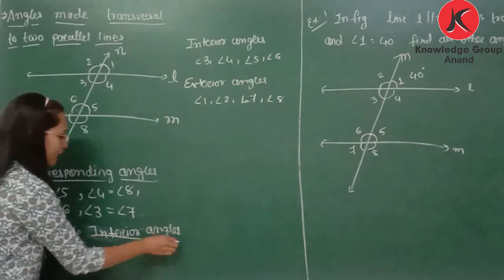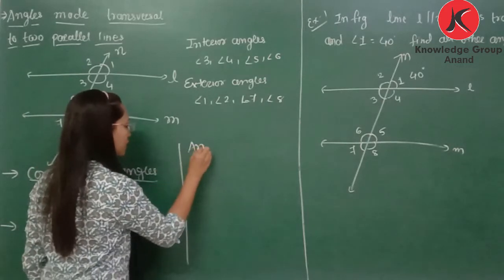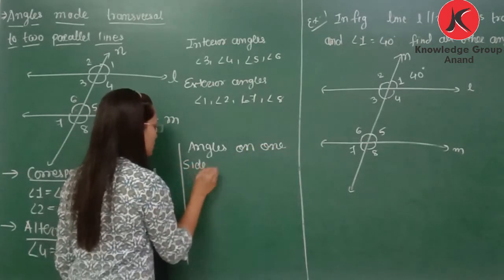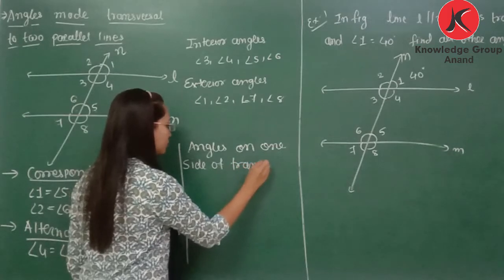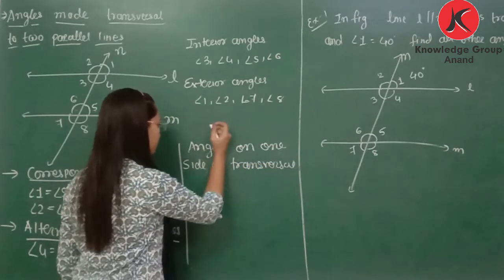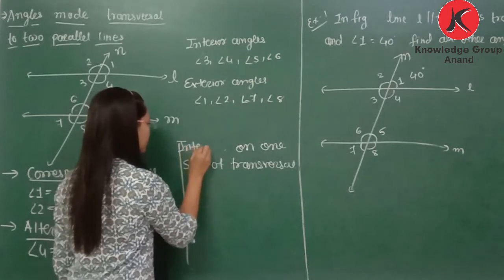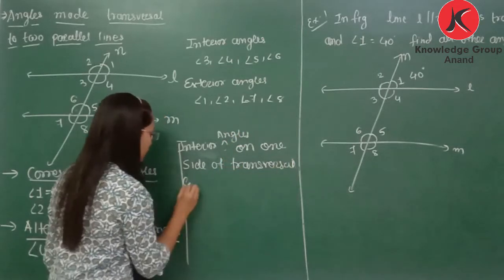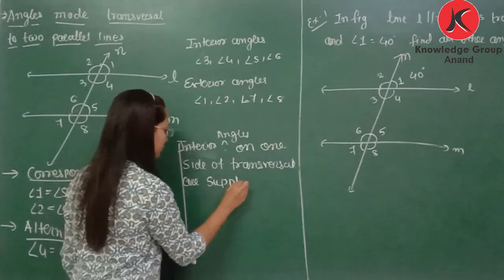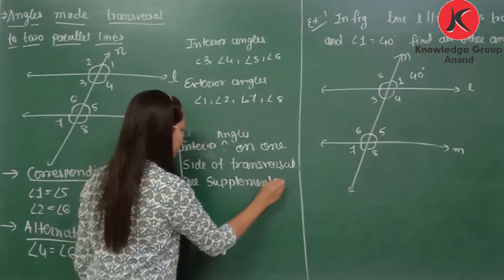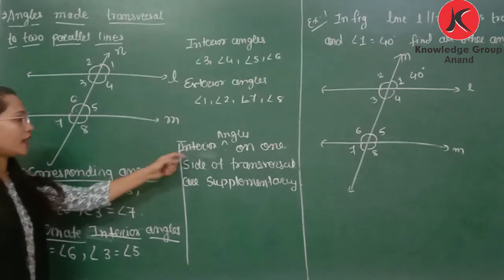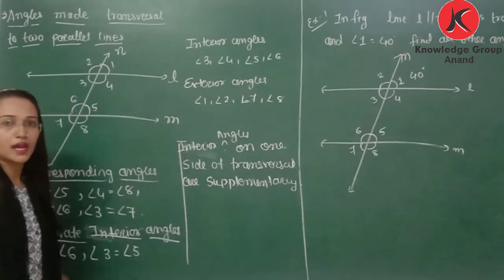Also there is one more property, that is interior angles on one side of transversal are supplementary. So three properties you need to remember. Corresponding angles are equal, alternate interior angles are equal, and interior angles on one side of transversal are supplementary.